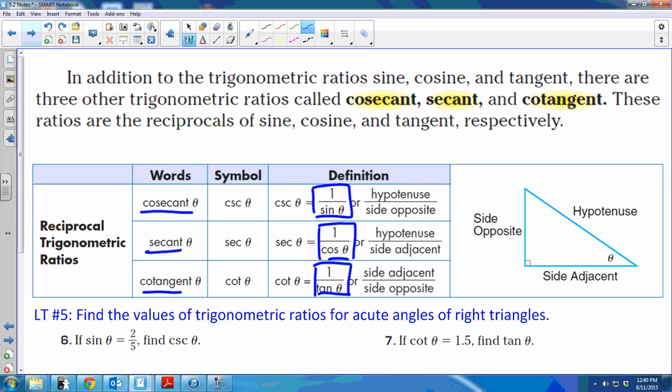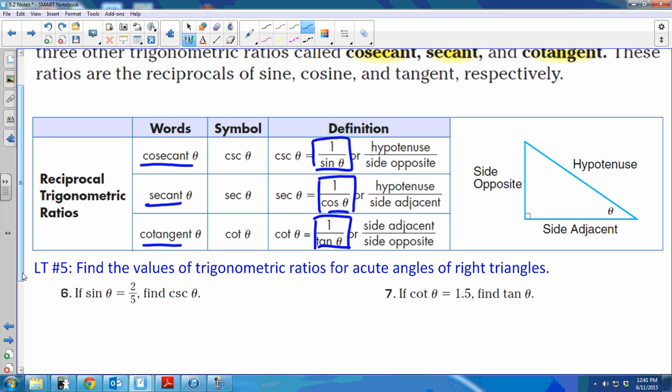So two examples to talk about reciprocals real fast. If I have the sine of theta, theta just represents some angle that I don't care about right now. Sine theta equals 2/5. And I want to find cosecant theta. It's just the reciprocal, right? What's the reciprocal of 2/5? 5/2. 5/2, right?